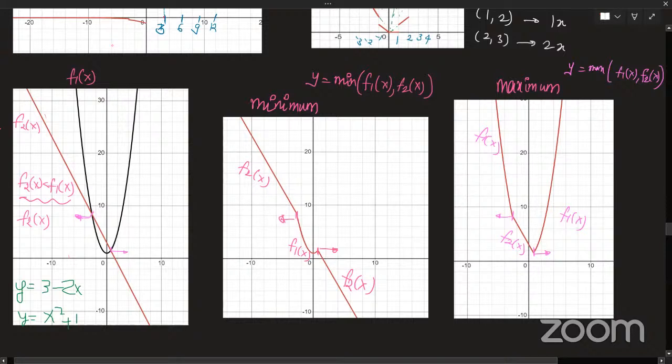So now you got what is the meaning of maximum and minimum functions. So how will you do it? You will just plot both the curves, check wherever they are intersecting, and if it is asking for minimum, take the least value.